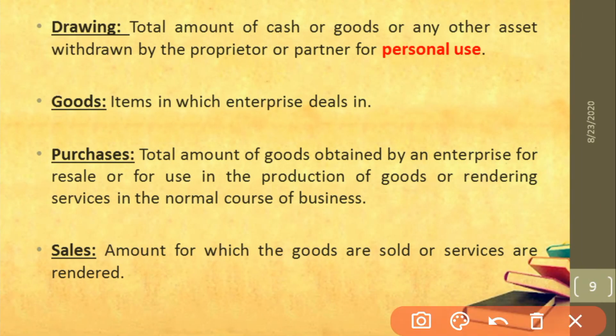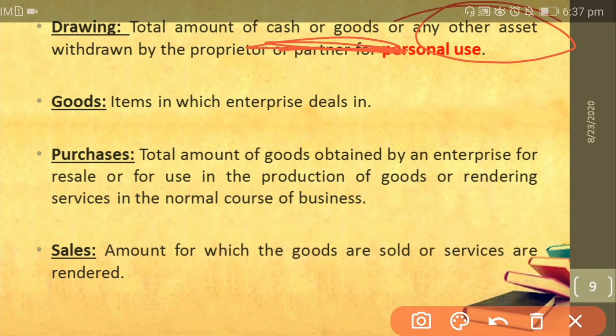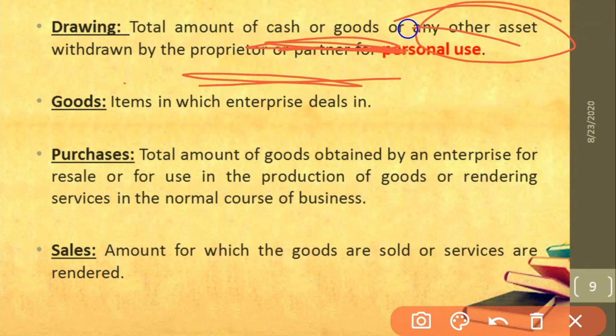Now, the next concept is drawings. Drawings are the total amount of cash or goods, or any other asset, withdrawn by the proprietor or the partner for personal use. Drawings are always for personal use. Anything that you withdraw from the business for personal use is known as your drawings.